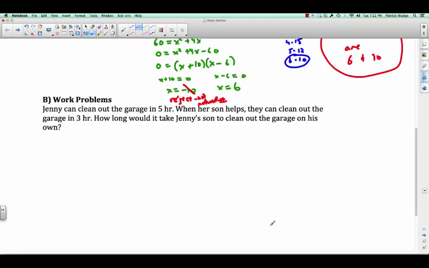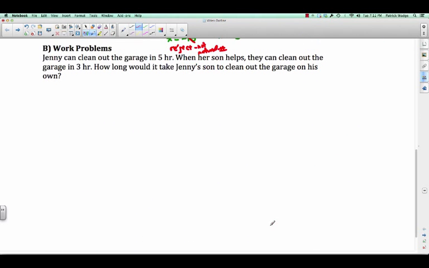Now we get to the hard stuff. Jenny can clean up the garage in 5 hours. When her son helps, they can clean up the garage in 3 hours. How long would it take Jenny's son to clean up the garage on his own?